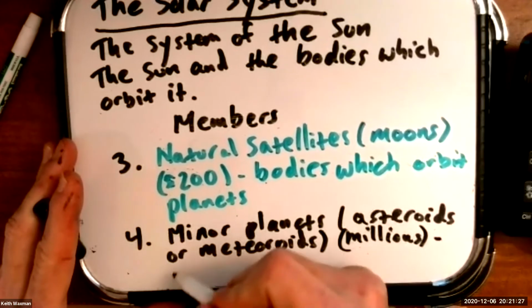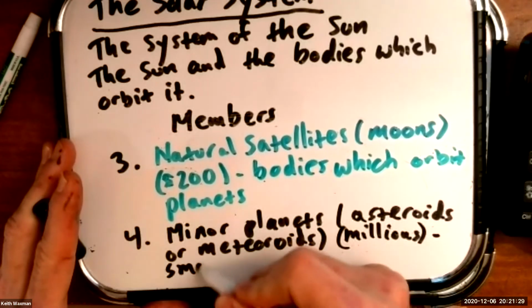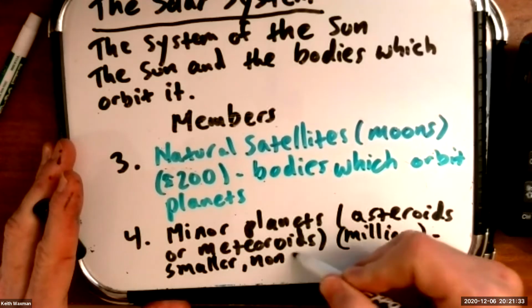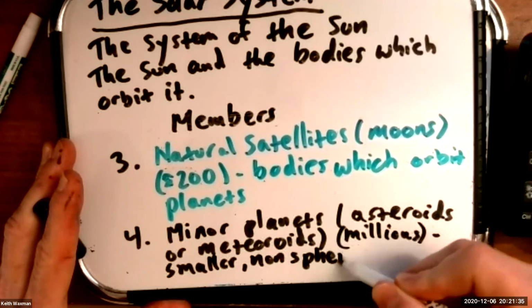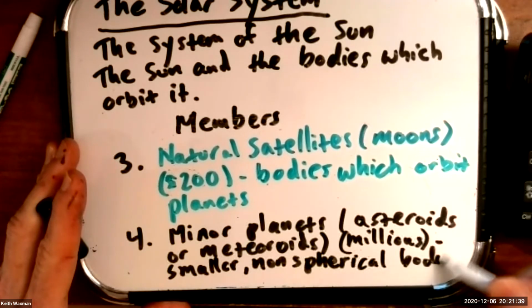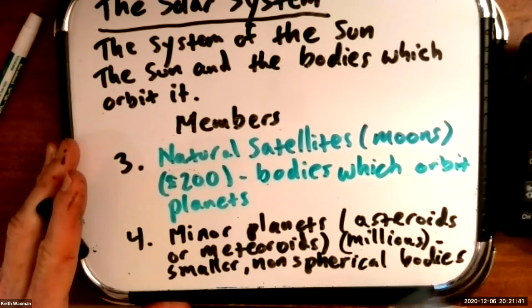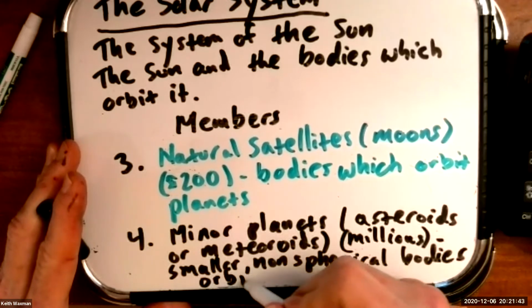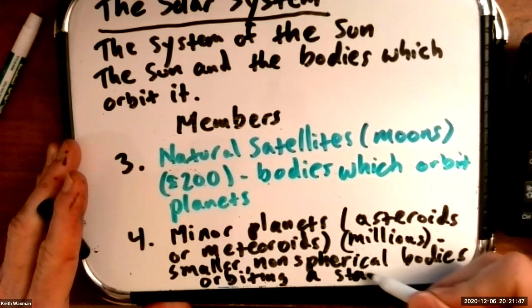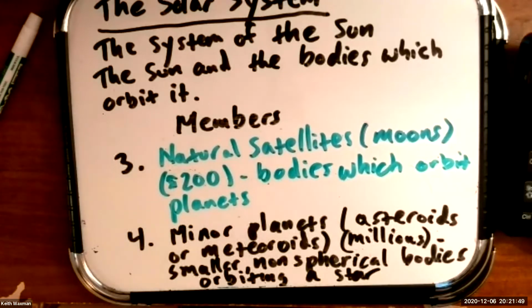And these are smaller, non-spherical bodies, usually made of rock or metal, orbiting a star. Those are the minor planets. The minor planets. It's good to know that.